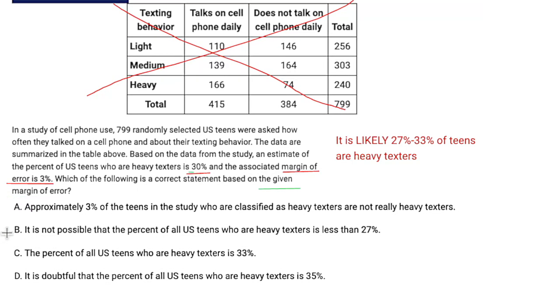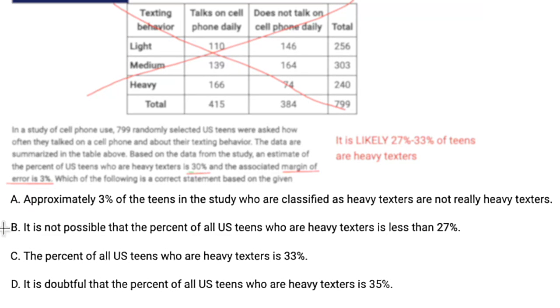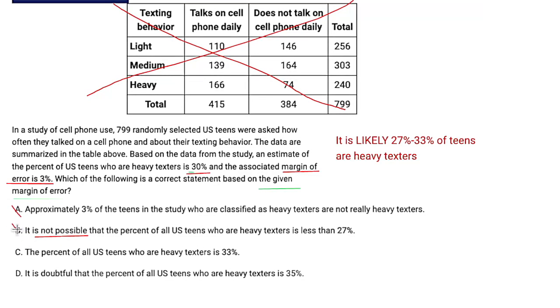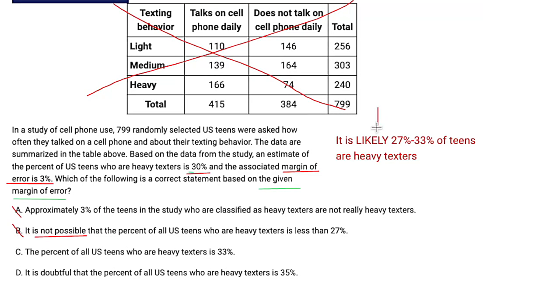Approximately 3% of teens who are classified as heavy texters are not really heavy texters. No, it is not possible. Immediately, I'm seeing not possible. That's an extreme absolute statement, so B is probably not going to work. That sort of language is something you definitely want to look out for. Not possible that the percent of teens who are heavy texters is less than 27. So it's not likely, but it is possible. So that's why we get rid of B, and that's why I emphasized the likely.